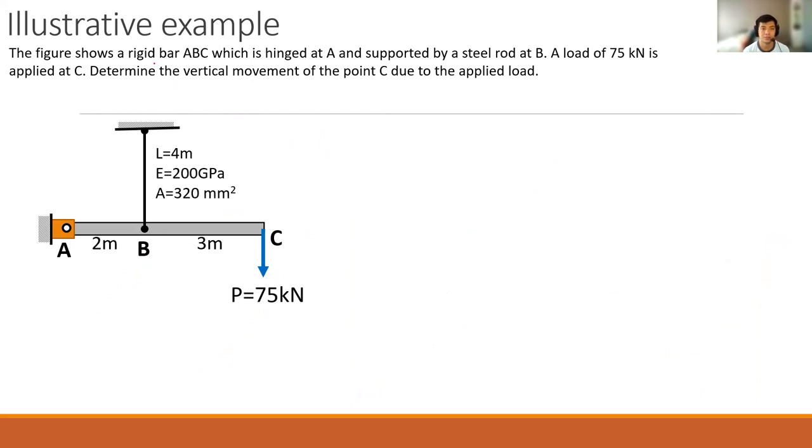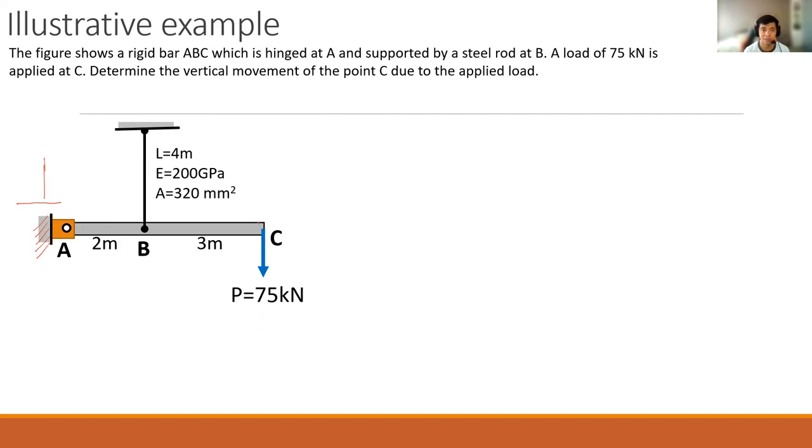The figure shows a rigid bar ABC hinged at A. If hinged, meaning that's a pin support, you're going to have two types of reaction, the horizontal and the vertical component. But at this time, we don't know yet its direction since we're still going to solve it, right? So I'm going back to statics to solve the reaction forces.